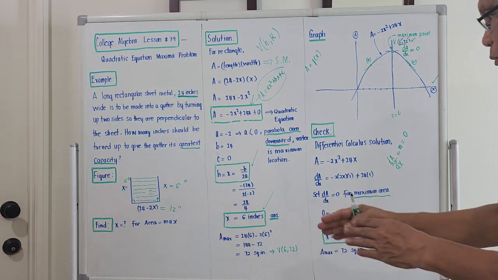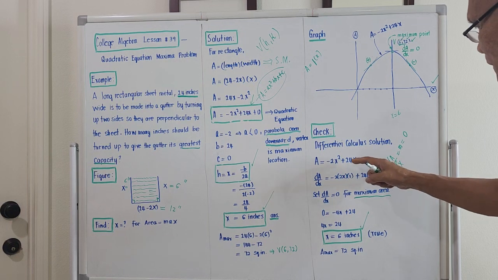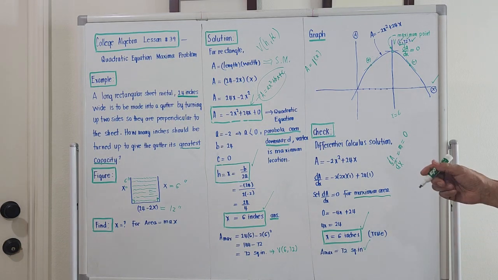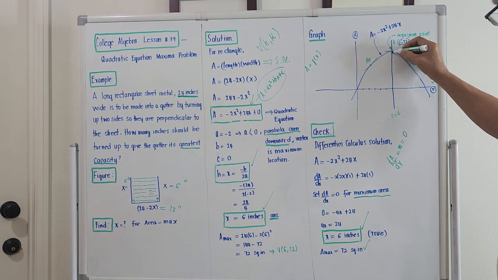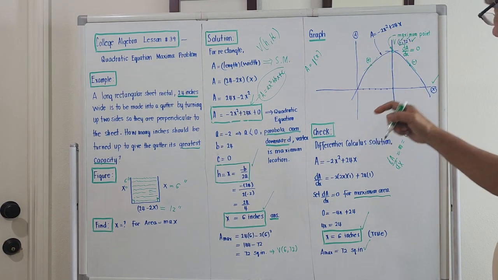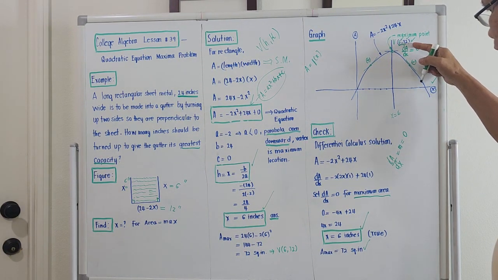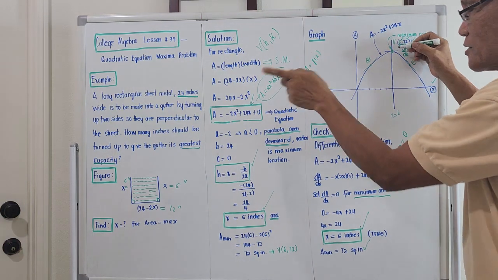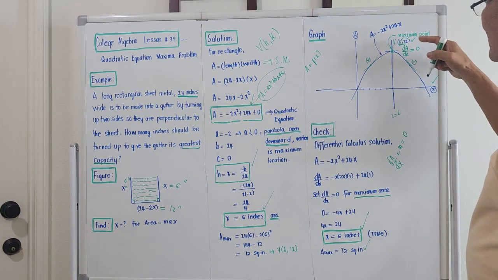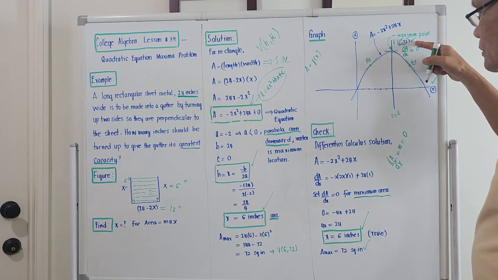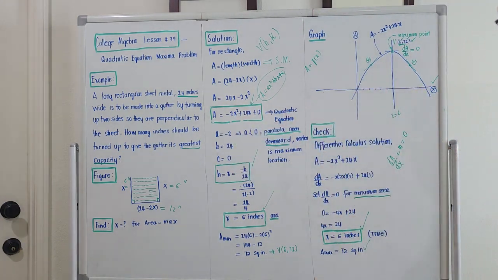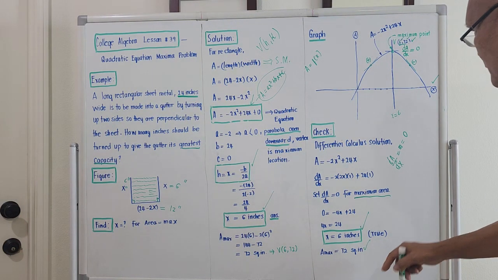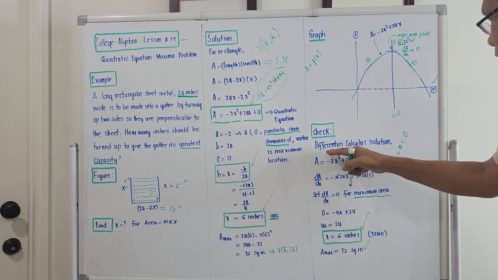And to compute for the maximum area, just go back to this. Place the value of x equal to 6 inches, and what will come out will be 72 square inches. So this location here, by the differential calculus solution, has the coordinates 6 and 72. From the first solution, algebra, the vertex represents the maximum point, right? And the location of the vertex is at 6 and 72. And by using differential calculus, we have proven that x is still 6 inches and the maximum area is still 72 square inches. That is the differential calculus solution.